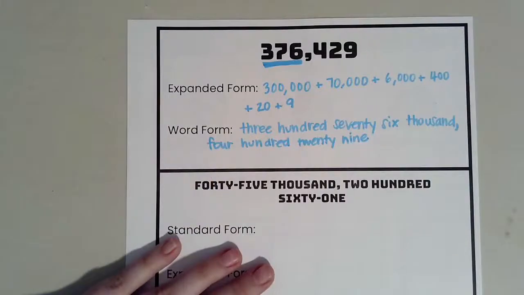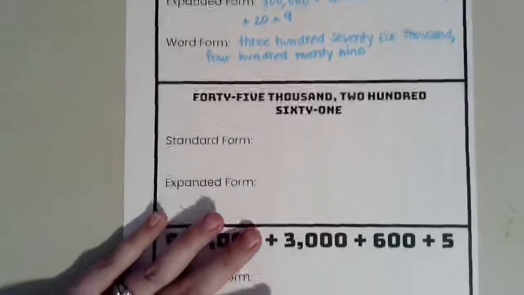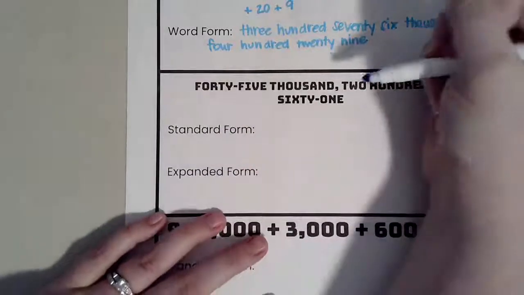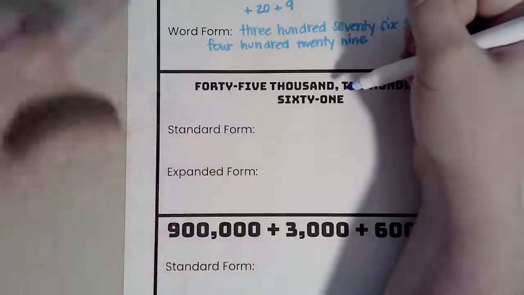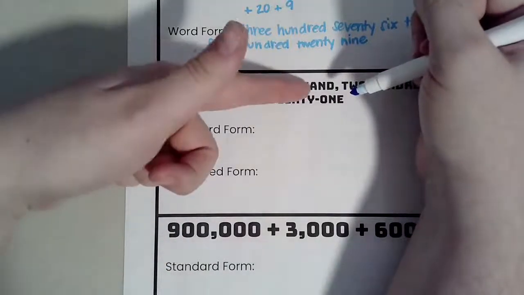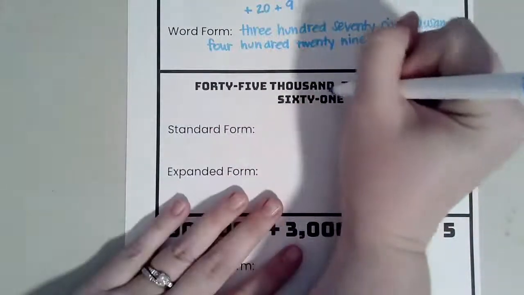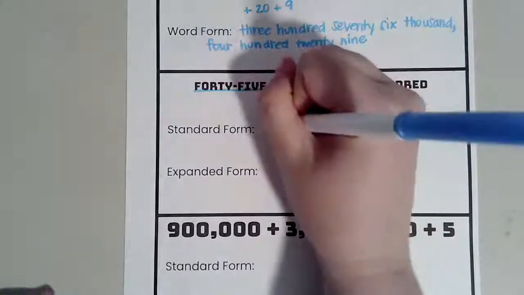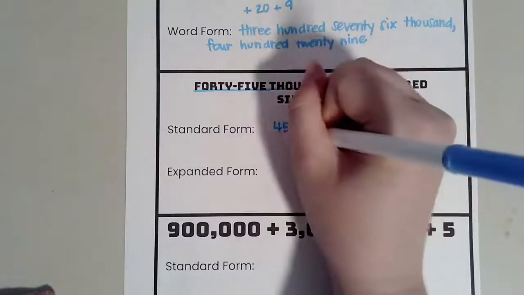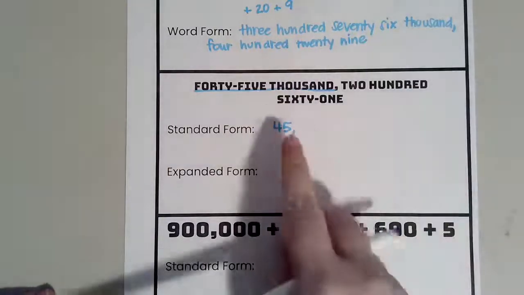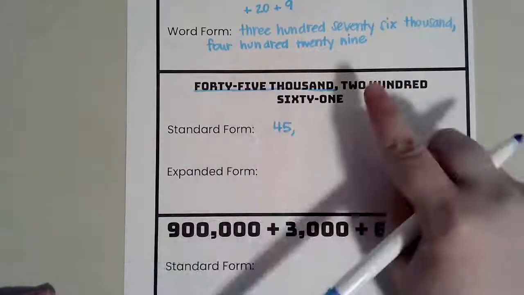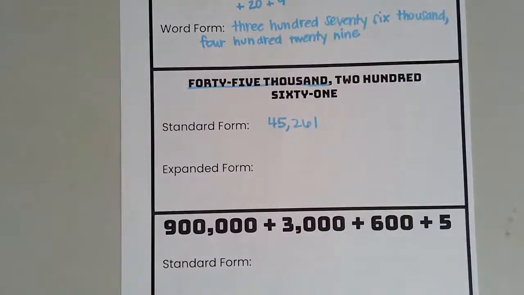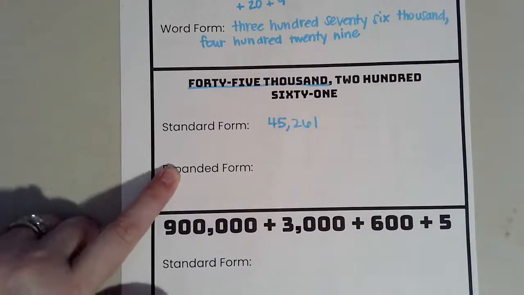Okay? All right. Next up, we're going to start with word form, and we're going to switch to standard and expanded. So when we're switching from word form, we're just going to do the opposite of what we're doing when we write it. So we're going to read it. I looked for the comma, same thing. So I'm going to go back from the comma. So 45,000. So I'm going to do 45, and then I'm going to put a comma, because this is all that's in our thousands period. Now we have 261, just like that.